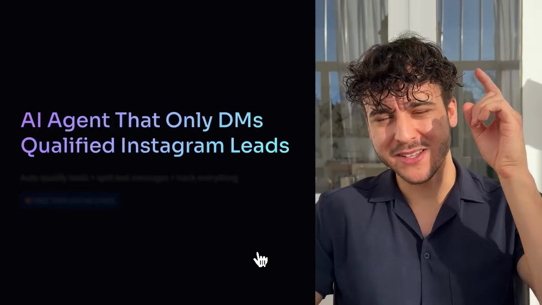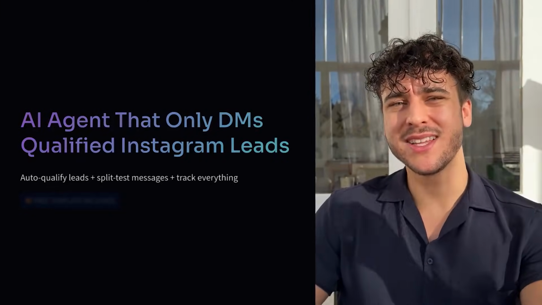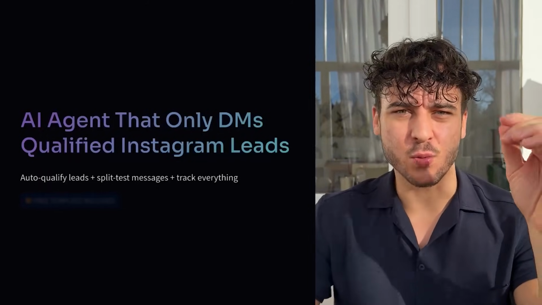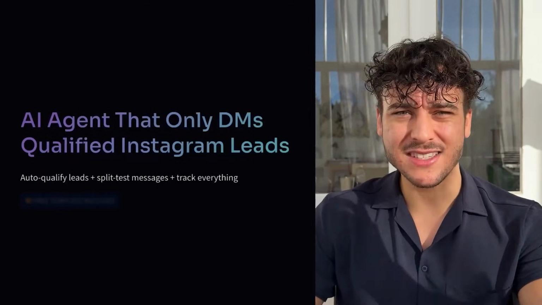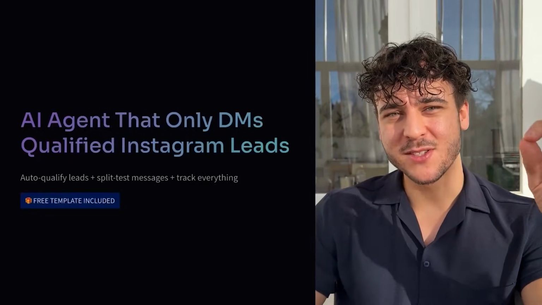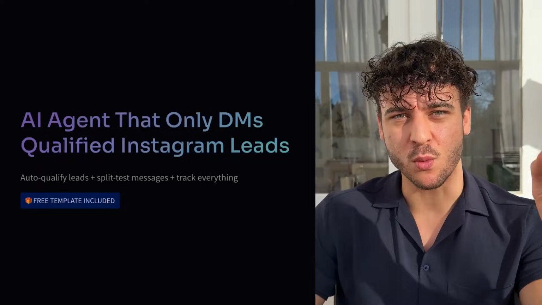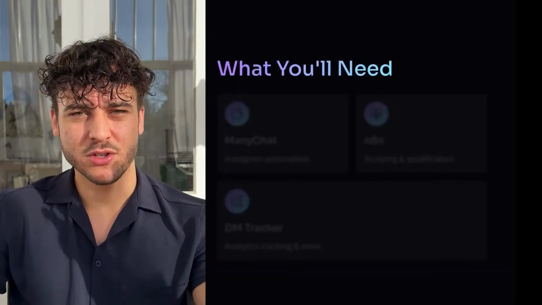I'm about to show you how to build an AI agent that only DMs qualified leads on Instagram and split tests messages so that you understand what your best reply rate is, as well as how you can track everything that's going on inside of your Instagram DMs. And the best part is the templates are all included for free, so you can set this up while watching this video. Now, what are you going to need in order to make this work?